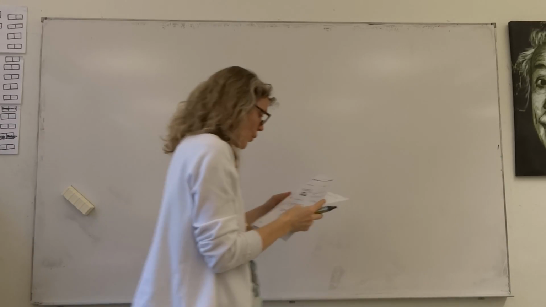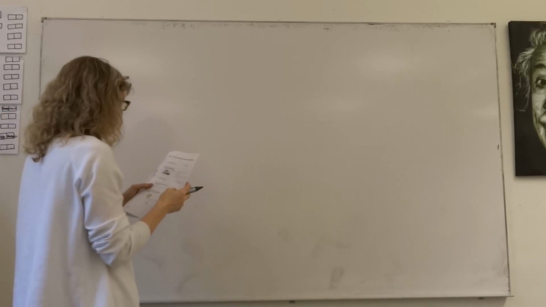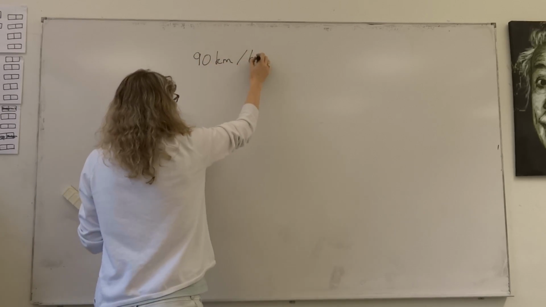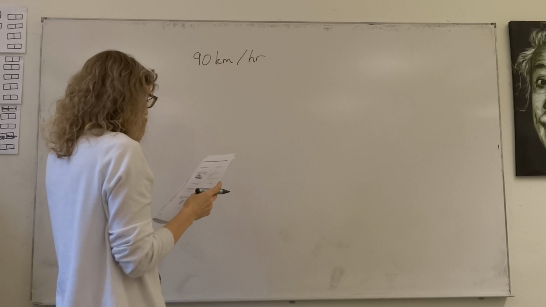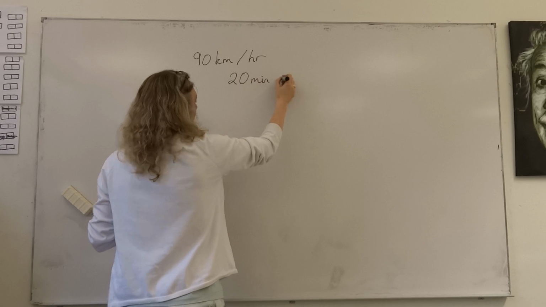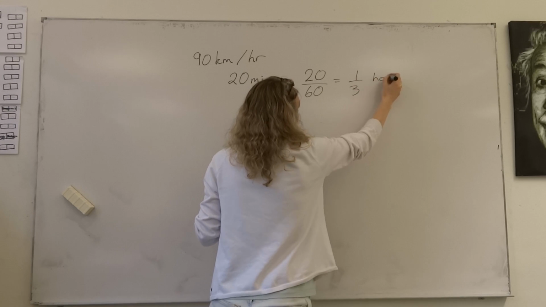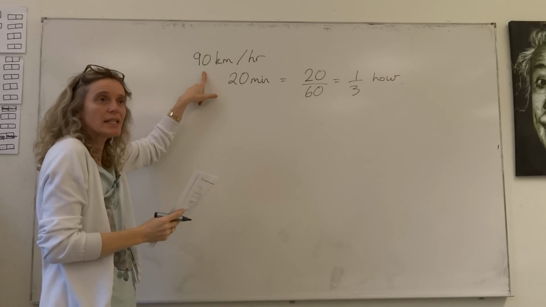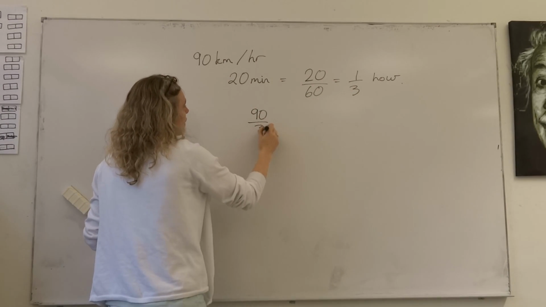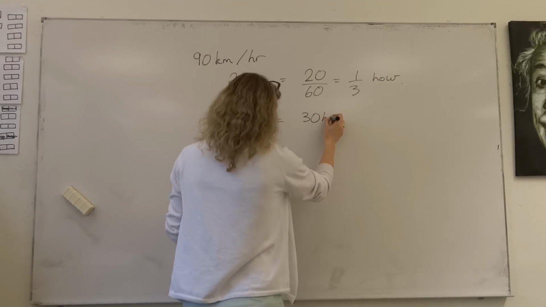Then we've got one more question at E-level points before we start going on to C-level questions. A car is driving at a speed of 90 kilometers per hour. How far will it travel in 20 minutes? Well, 20 minutes is 20/60ths of an hour, which is 1/3 of an hour. So if a car goes 90 kilometers in 1 hour, it will go 90 divided by 3 in 1/3 of an hour. So it will go 30 kilometers.